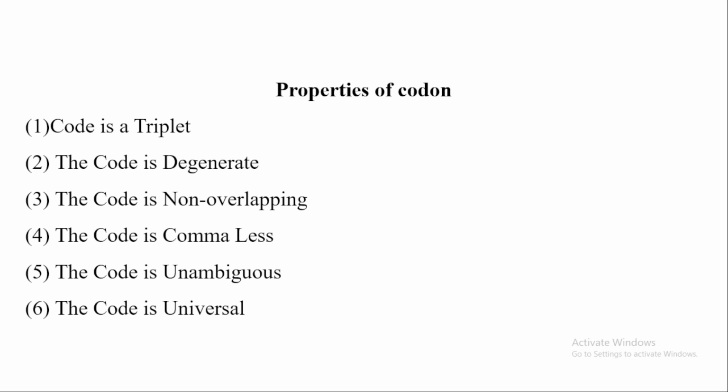Then the code is comma-less, so there are no gaps or commas between the codons. The codons are read continuously, in a frame of 3. You read the first 3 bases, make an amino acid, then the next 3 bases, make an amino acid. There is no gap or comma between those codons. Then the code is unambiguous, which I have already explained: each codon codes for a single amino acid. And the code is universal. AUG will code for methionine in bacteria and in humans. It is universal in all organisms.